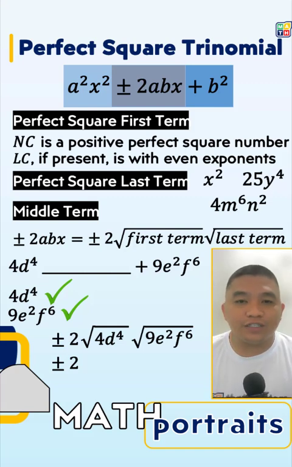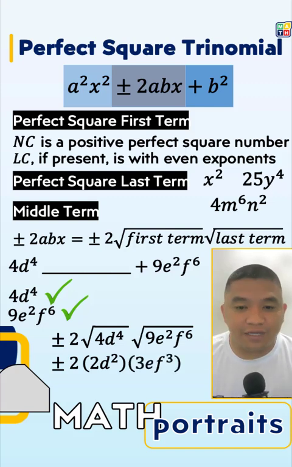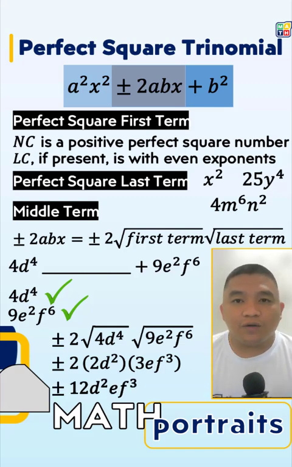Square root of 4 is 2. The square root of d to the power of 4 is simply take a half of it. That's why it's d squared. And that's also the reason why the exponent should be even to be called perfect square, so that we could simplify it using radical expressions. For our last term, the square root of 9 is 3. And then the exponent of e is 2, so half of that is 1. And 6 for our f, half of that is 3. Now simply multiply all the necessary coefficients. So that's 12 d squared e f to the power of 3.